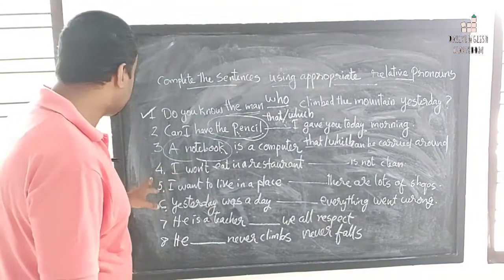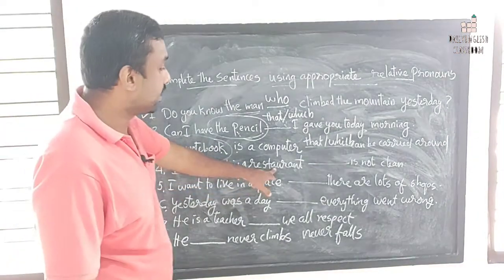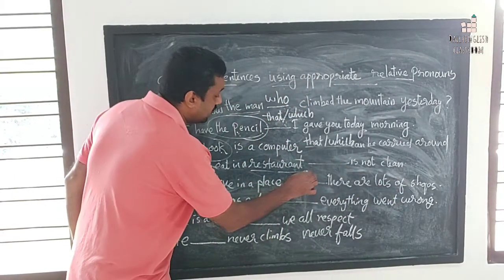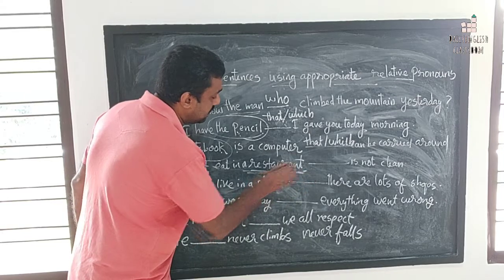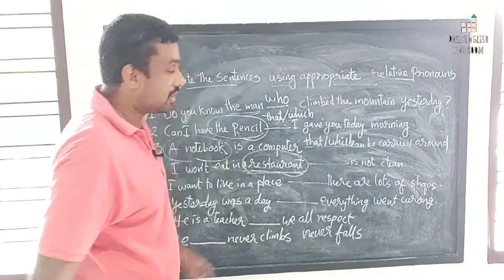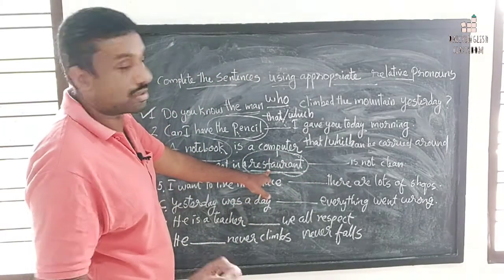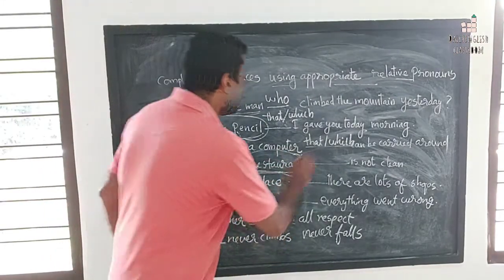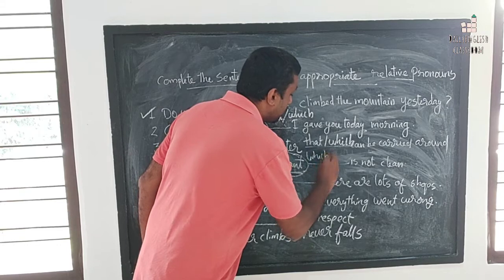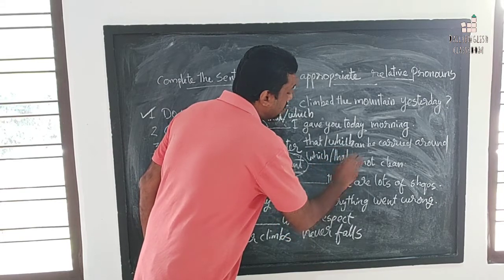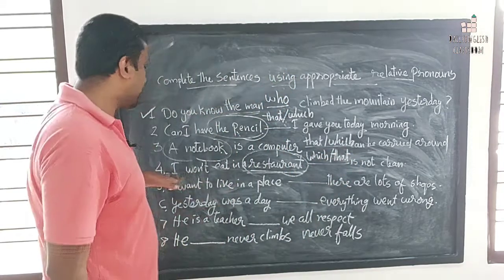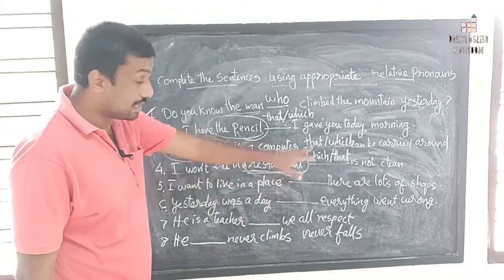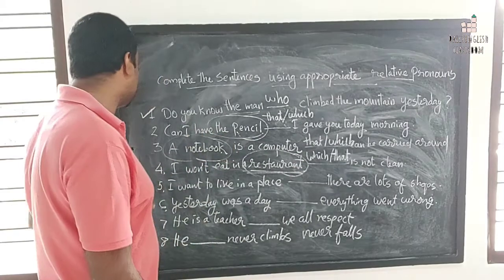Okay, now let's go to the fourth one. I won't eat in a restaurant dash is not clean. Here it is talking about a restaurant. So a restaurant is an object or a thing. It's not a person, it's a thing. So there you can also use which or that. Again, both relative pronouns are correct. I won't eat in a restaurant which is not clean. I won't eat in a restaurant that is not clean. Both the sentences are right.